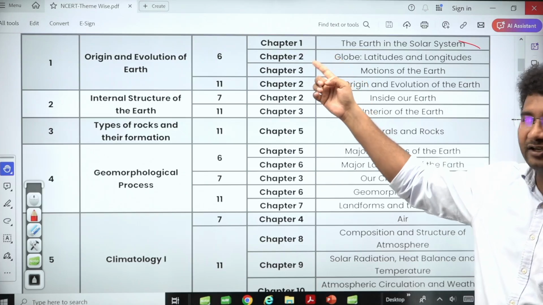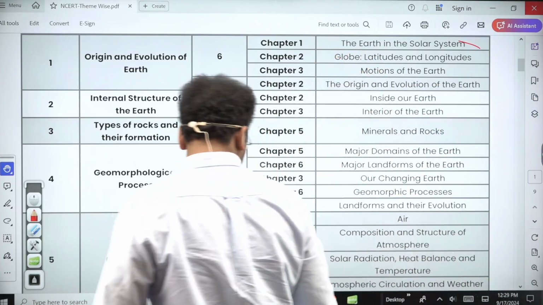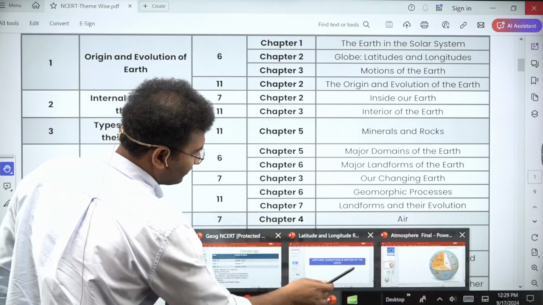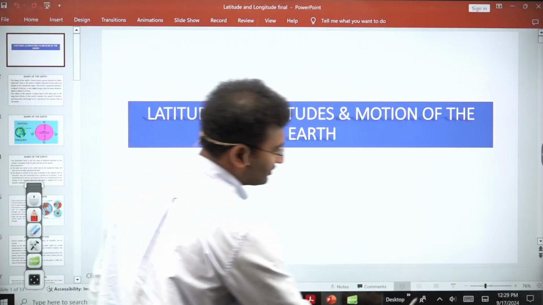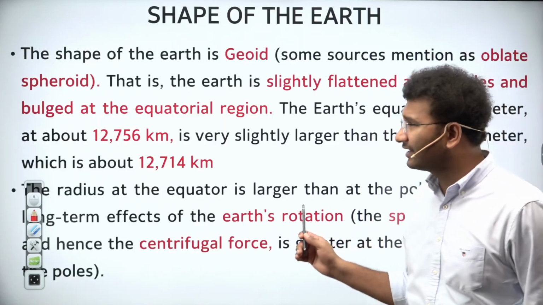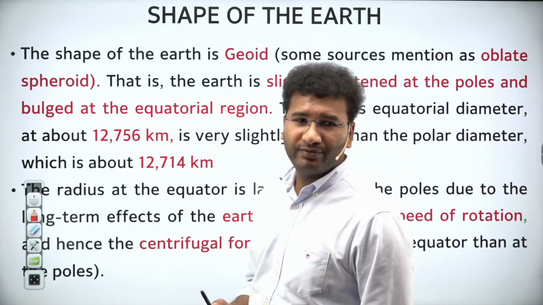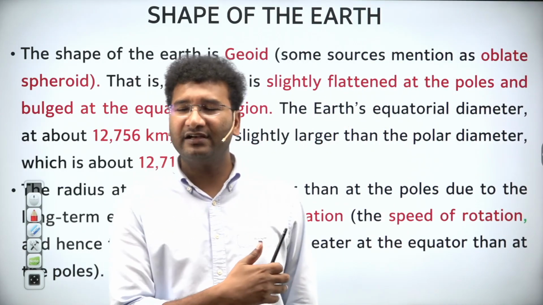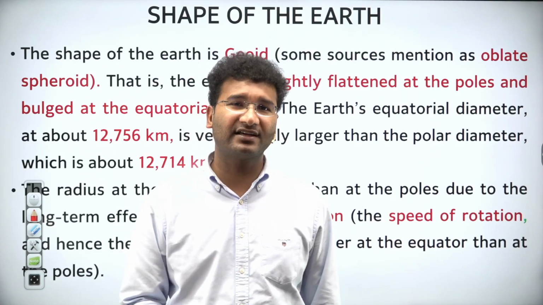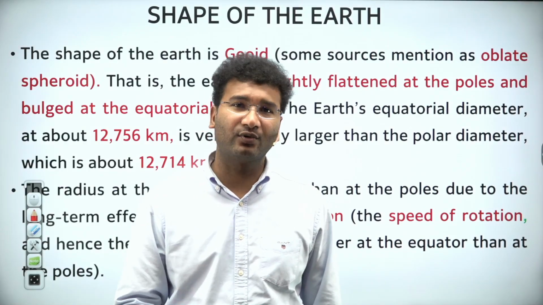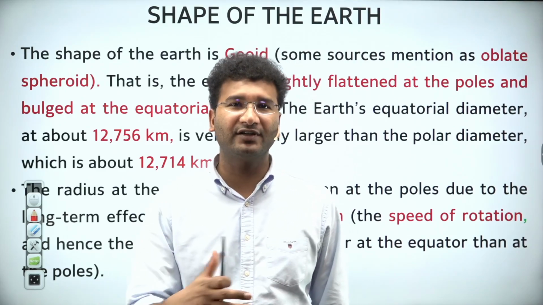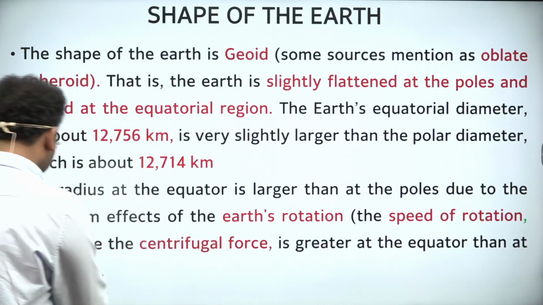In this particular topic, we are going to discuss the latitudes, longitudes and the motions of the earth. I hope everyone knows what a latitude is, what a longitude is, and before that, to understand them in a detailed manner, you first need to have some basics. Now these basics are none other than the shape of the earth. Now what is the shape of the earth? Yes, in the last topic I told you that the shape of the earth is geoid in nature.